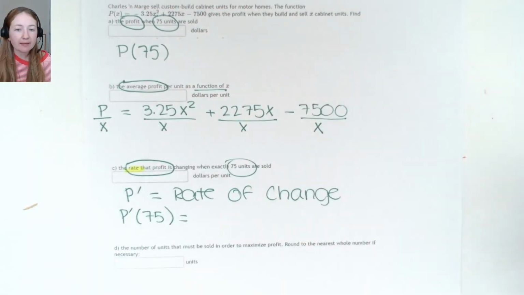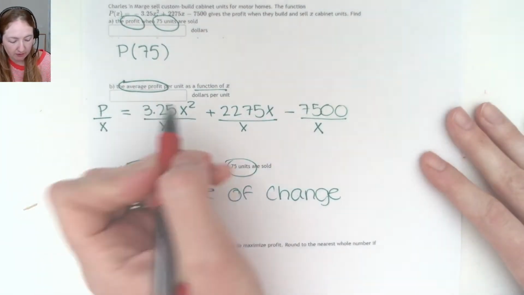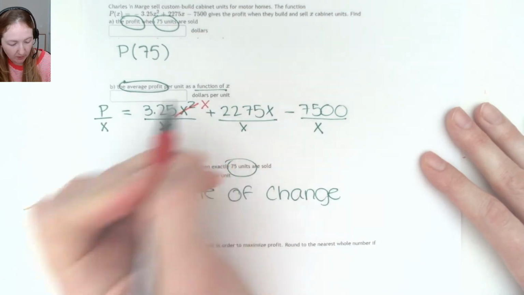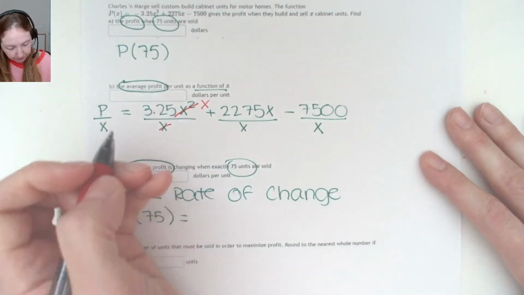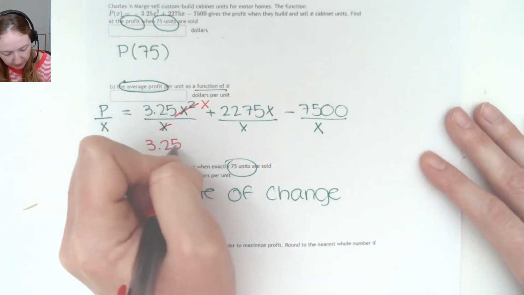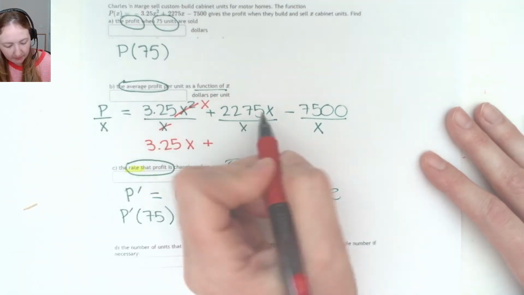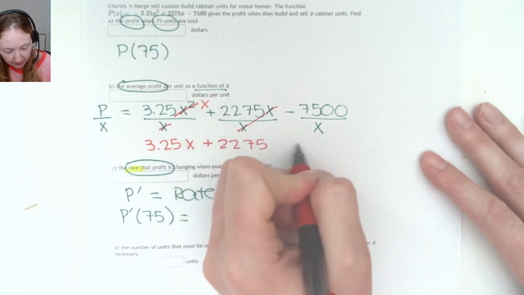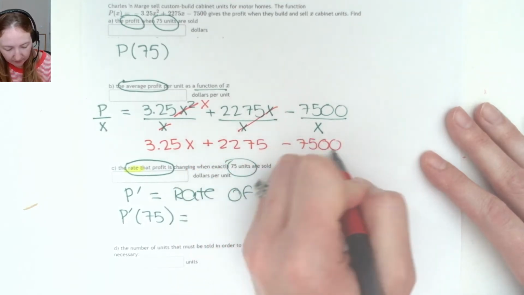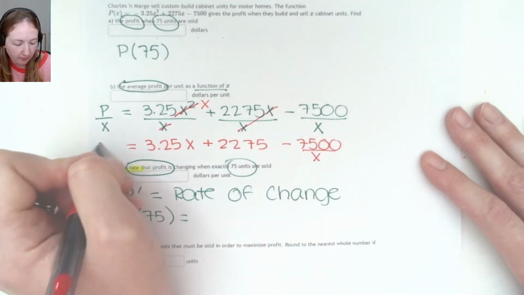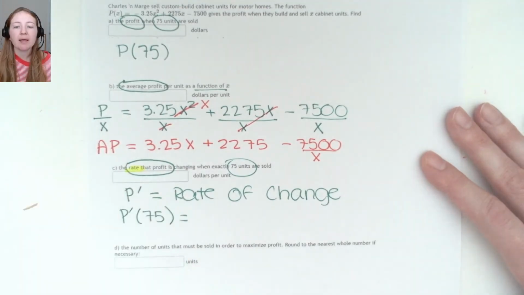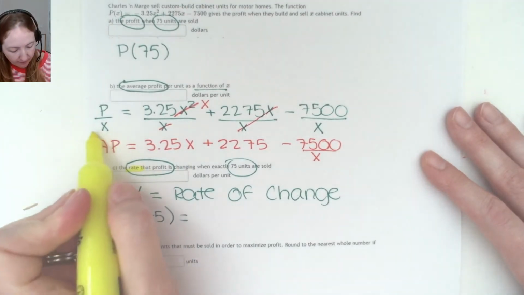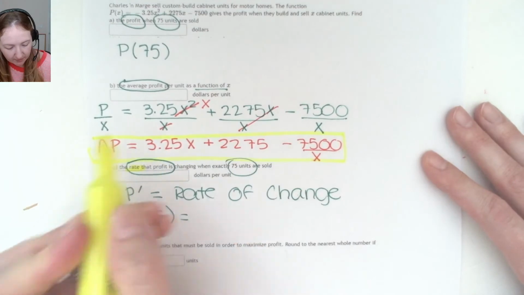Now, before plugging this into your answer, I would simplify first. So this x squared divided by x will just give us an x. So 3.25x plus, and then these x's cross out, so just 2275, and then minus the 7500 over x. So that would be your average profit as a function of x, and this is what you would type in for the answer.